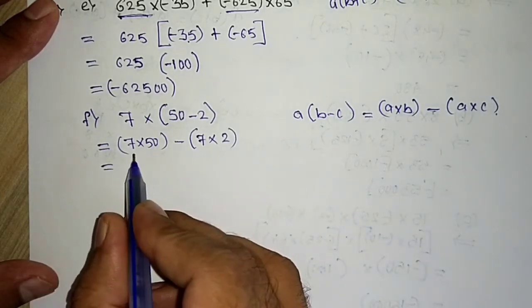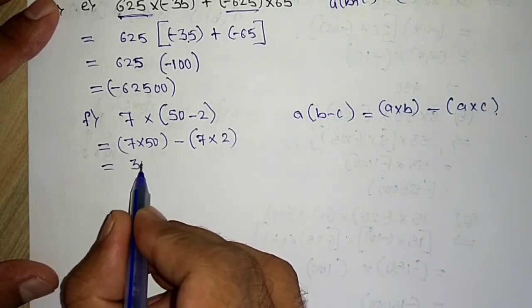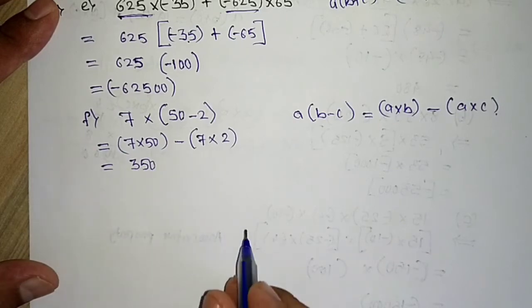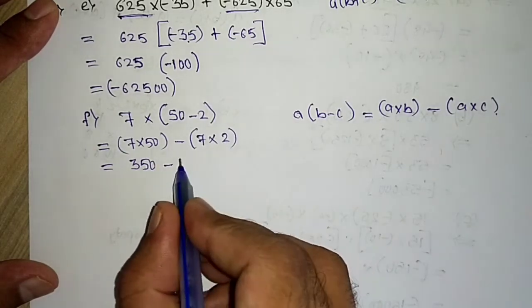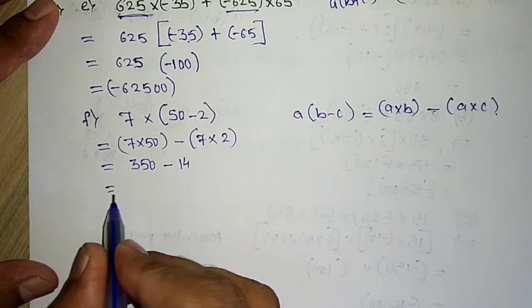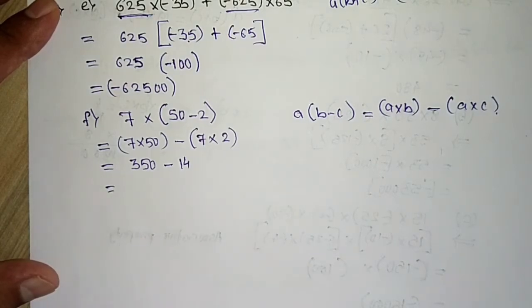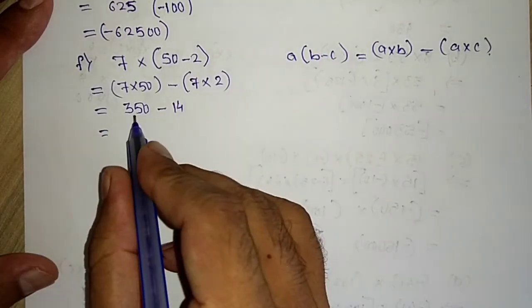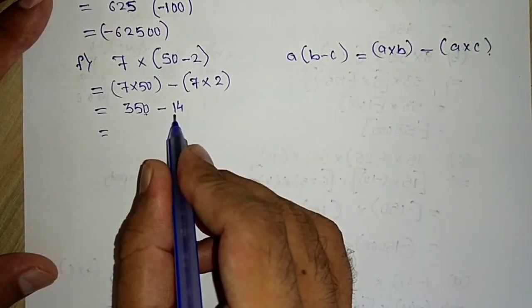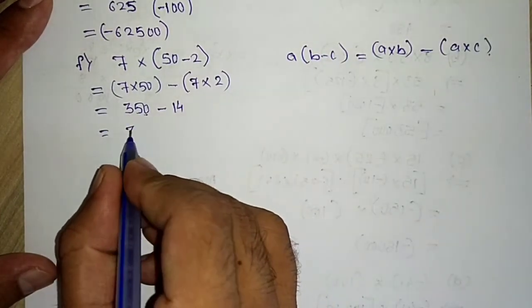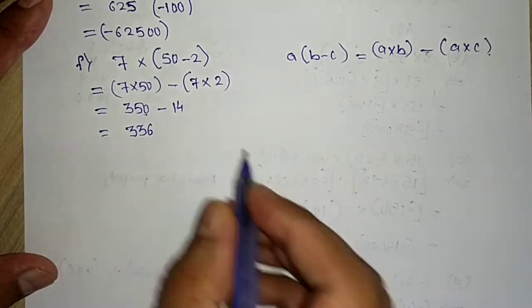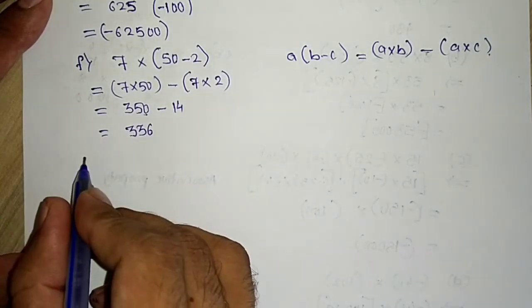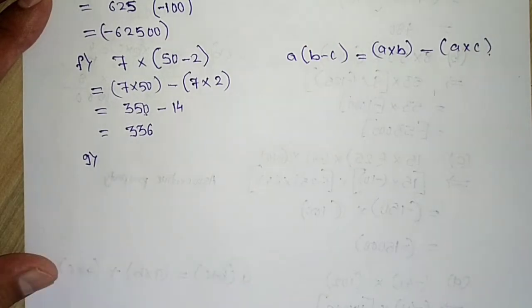So our answer will be 7 5s are 35, that is 350, minus 7 2s are 14. And if you subtract 14 from 350, you will get 350 minus 10 is 340, 340 minus 4 is 336. Let us move to the G part. Let me write first.